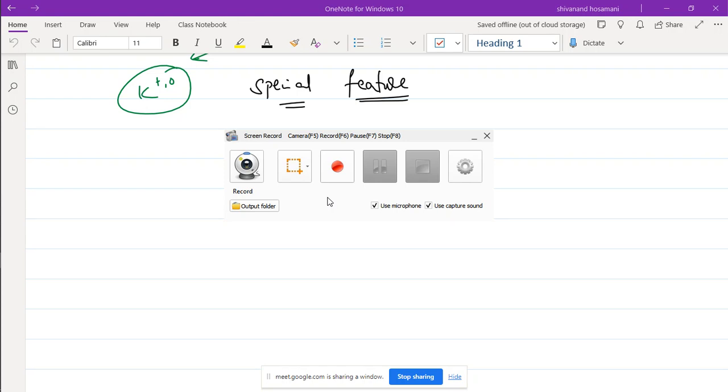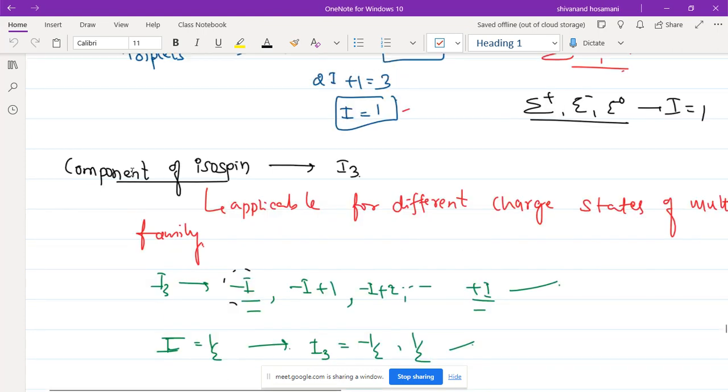Nuclear part, right? So in that we have discussed all these particle physics, we have completed already.